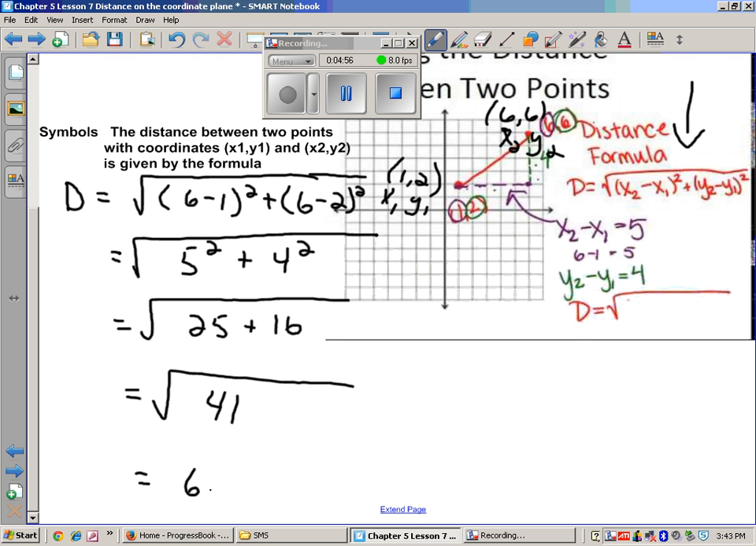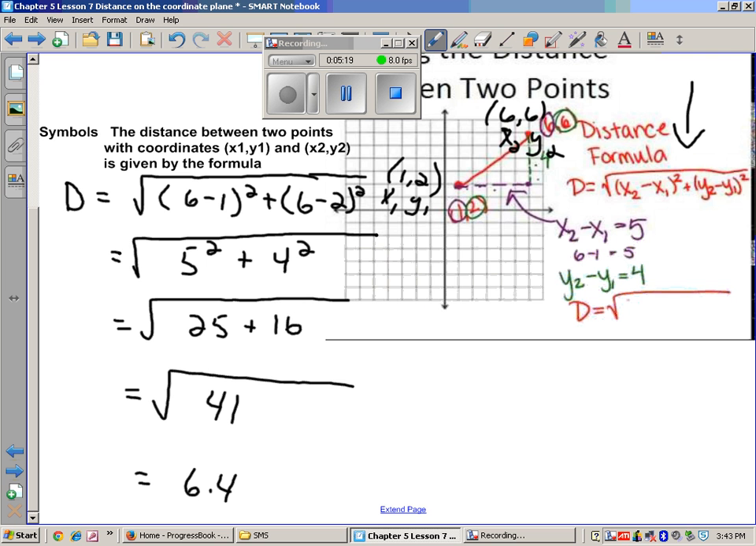So 6.4 is the distance between those 2 points. So take a look at the distance formula. Obviously, we're going to need to know that. So x2 minus x1 squared plus y2 minus y1 squared, all under the square root symbol.